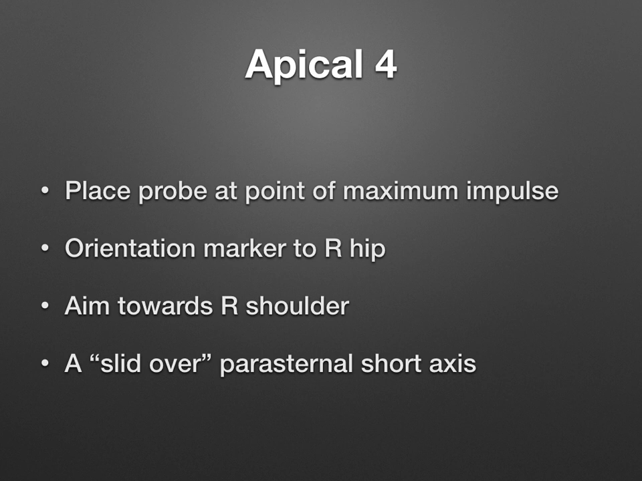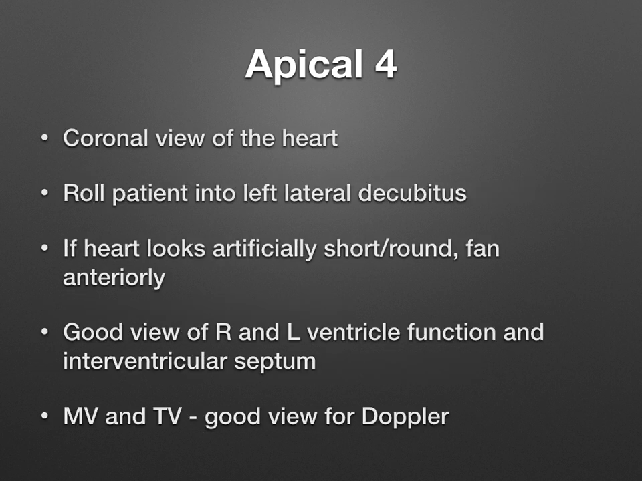The next view that we're going to talk about is the apical 4-chamber view. For this view, which is often considered the most difficult view, you place the probe at the point of maximum impulse with the orientation marker towards the right hip, aimed towards the right shoulder. It's really a slide over from the parasternal short axis, and it gives you a coronal view of the heart. It can be difficult to obtain, and this is the view where you really want to consider rolling your patient over to the left lateral decubitus side if possible.